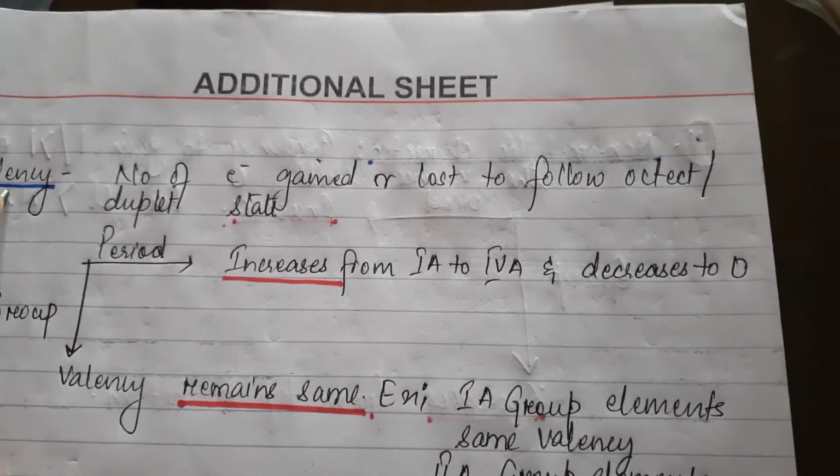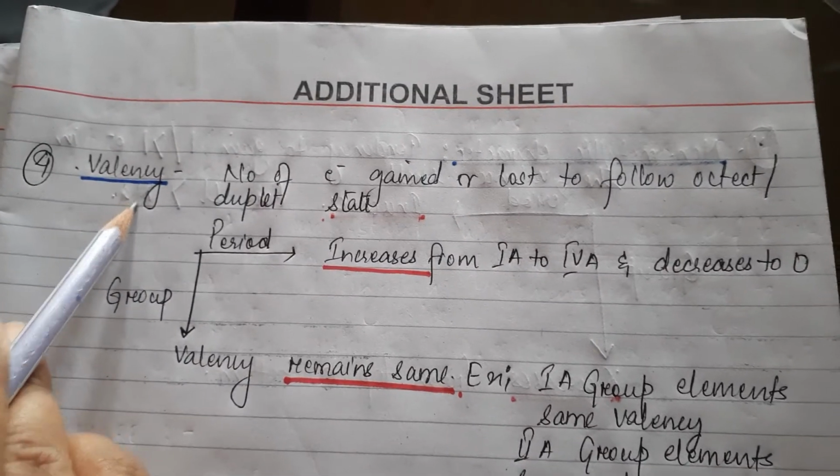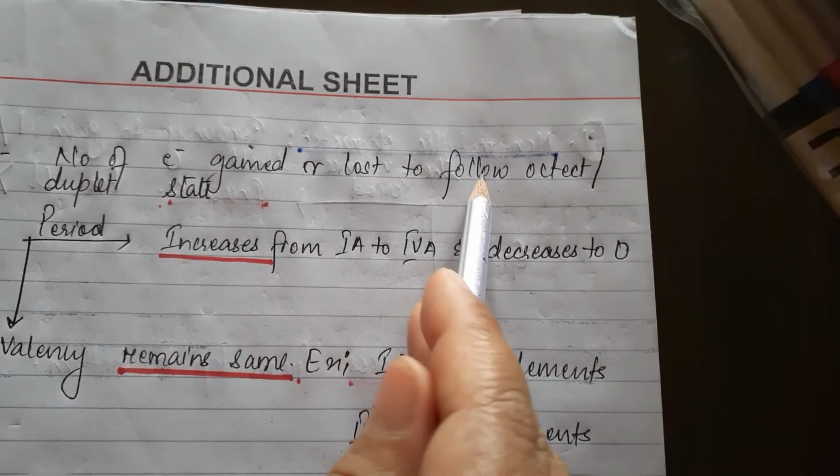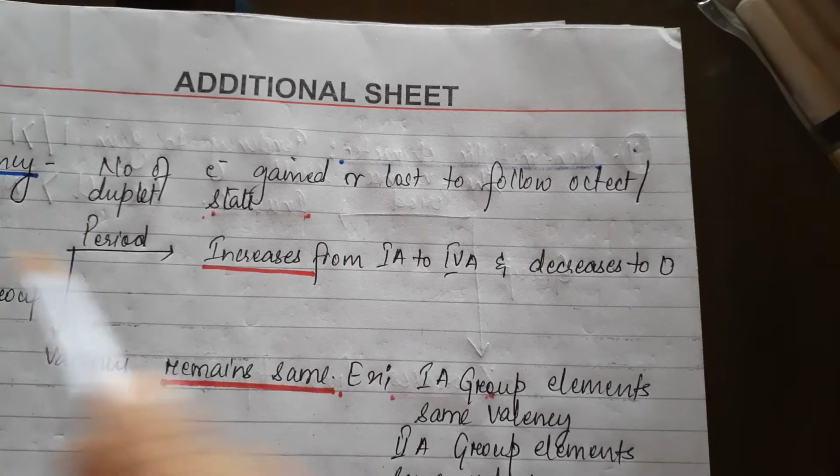Now the next property is valency. That was valence electron, and this is valency. Please do not get confused between the two. Valency is the number of electrons which are gained or lost to follow the octet or the duplet state.